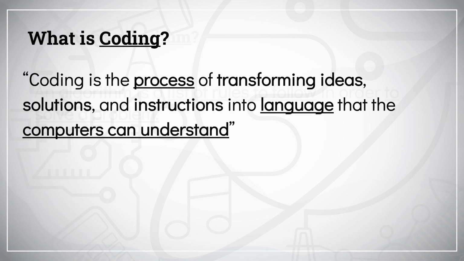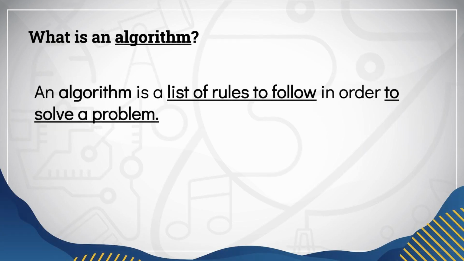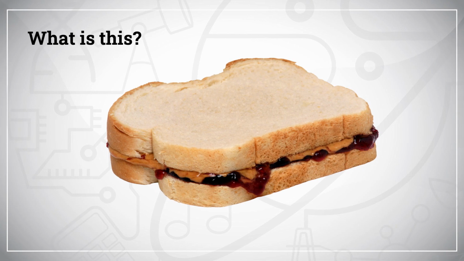All right, the next word we're going to focus on is algorithm. What is an algorithm? An algorithm is a list of rules to follow in order to solve a problem. So let's take a look at this picture here on the screen. What do you see? Alexander, what do you see? It's a peanut butter and jelly sandwich. Sure glad it's not an egg salad sandwich.